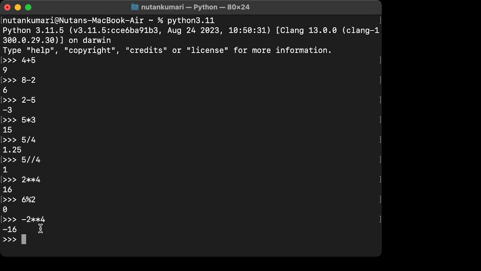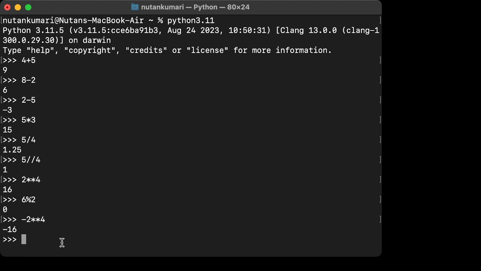But here you might notice one thing: minus 2 to the power 4, you might understand it this way, that it should be positive 16, right? Because the power is even. If the power is even, we always get a positive number. But here we are getting negative. Why? Because this exponent operator has high priority. So first of all, it is calculating 2 to the power 4, which is 16, and then this minus gets associated, which is your minus 16. So these are small things which you have to keep in mind.